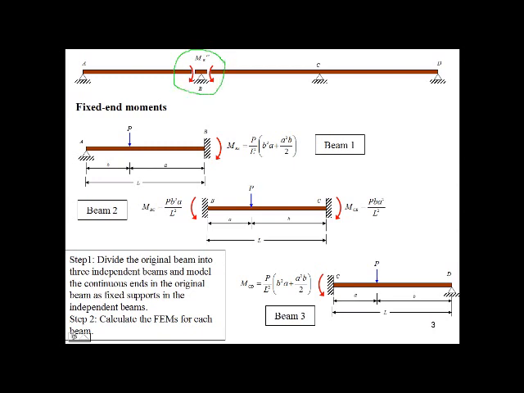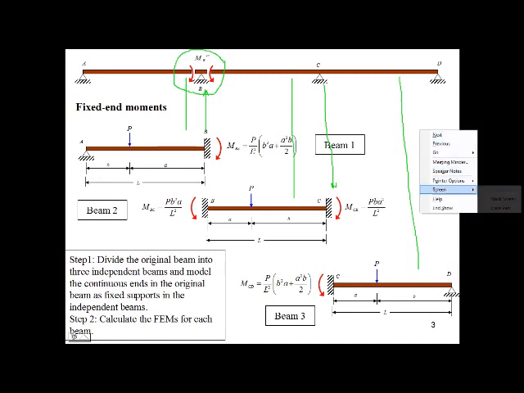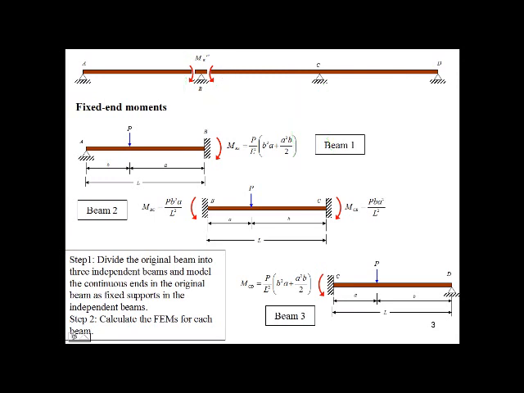Step 1. Divide the original beam into 3 independent beams and model the continuous ends in the original beam as fixed supports in the independent beams. 1 independent beam for each span. If we are dealing with a 4-span continuous beam, then we have to divide the original beam into 4 independent beams.